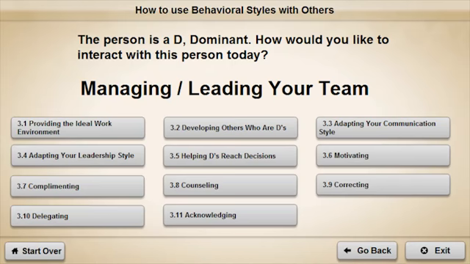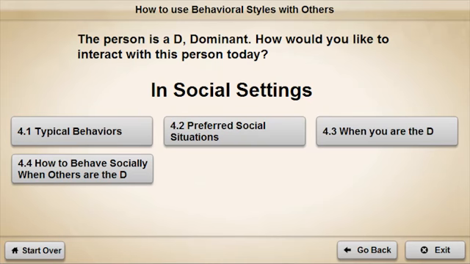The last major section is in social settings. And here are some of the subcategories. Typical social behaviors of this particular style, the person that you're dealing with right now, preferred social situations for this style, when you are this style, how to behave socially, and when others are this style, how to behave socially.